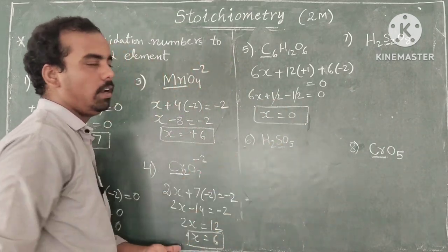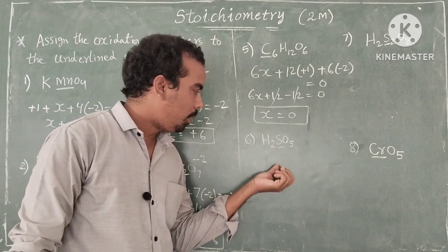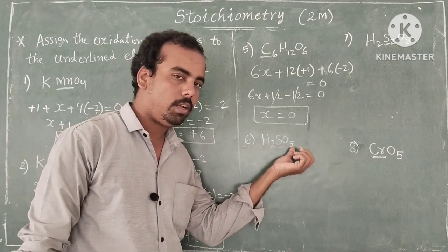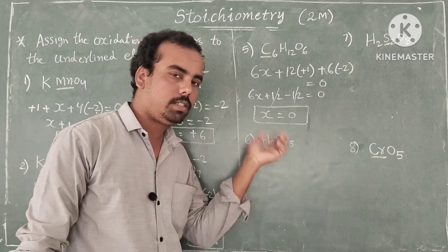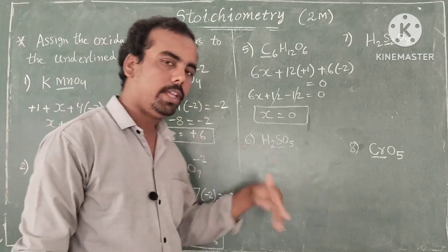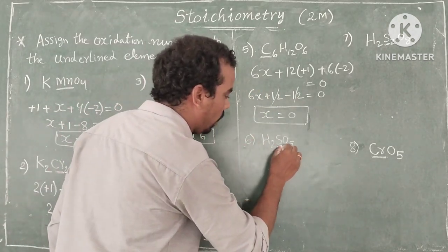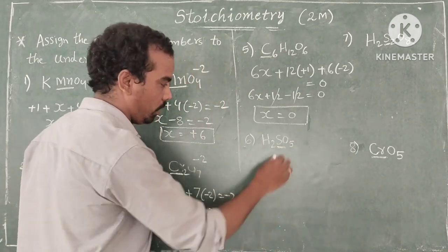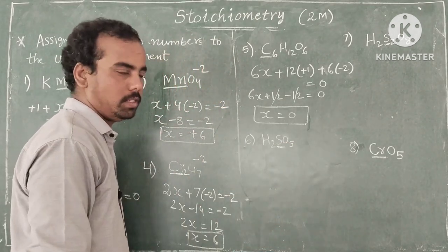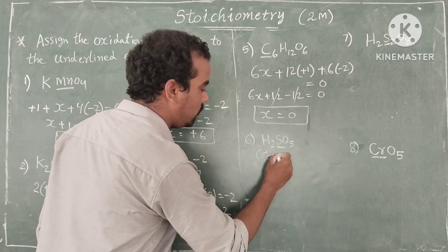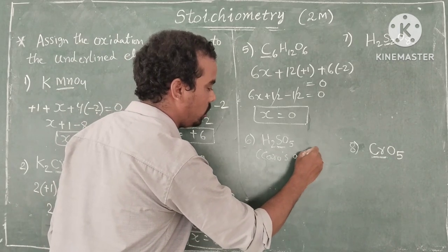If you calculate it directly, +2 plus x minus 10 equal to 0. So then sulfur oxidation state is +8. But sulfur's highest oxidation state is +6. That's why first we have to learn the H2SO5 structure. It is peroxysulfuric acid, also called Caro's acid, a corrosive acid.